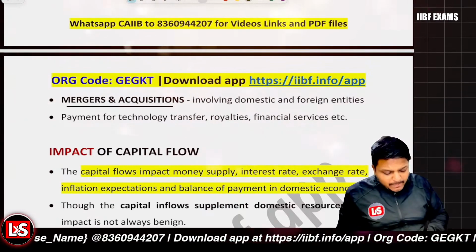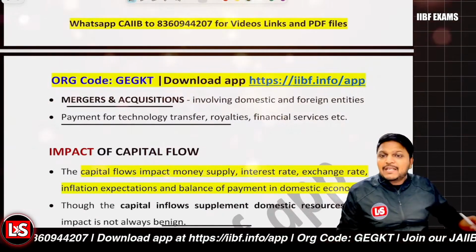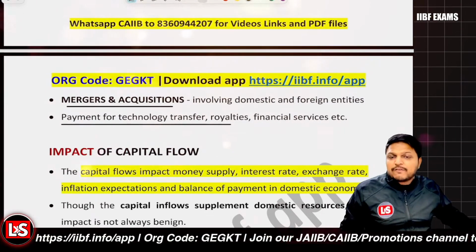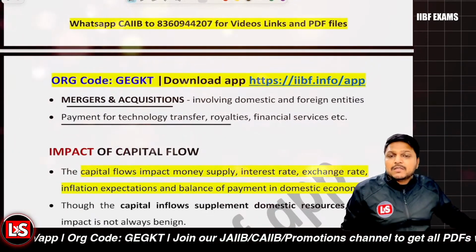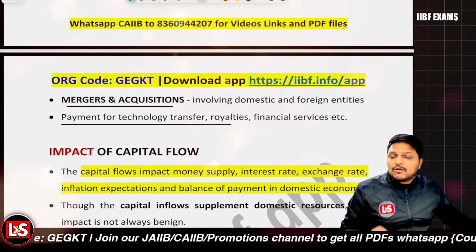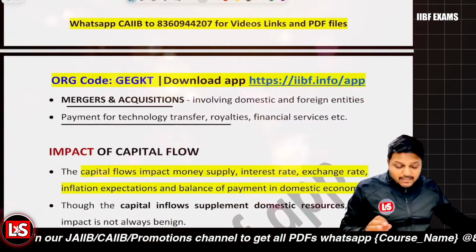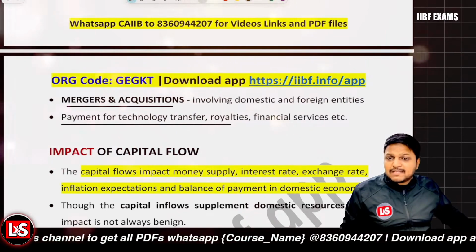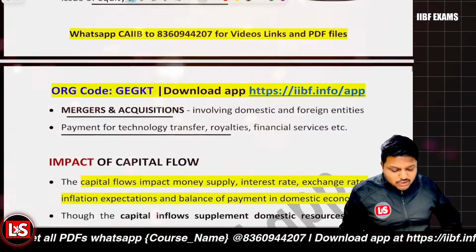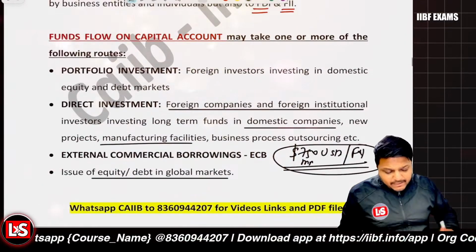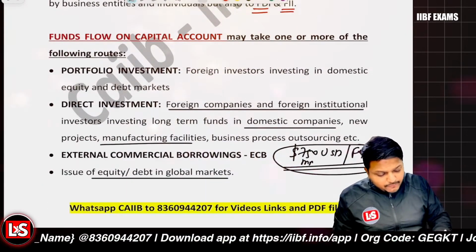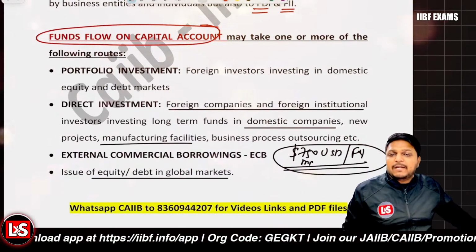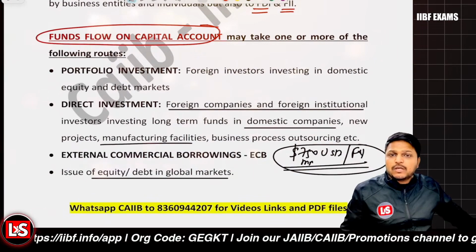And also it could be related to payment for technology transfer or royalty payment, IPR, that is intellectual property rights, or financial and consulting services, right? So if knowledge transfer is there, technological advancement is there, and there is payment for the same, that is also amounting to capital account transactions. So these are the different routes for capital account transactions. So it's related to the fund flow on the capital account. Clear with it? Do confirm.